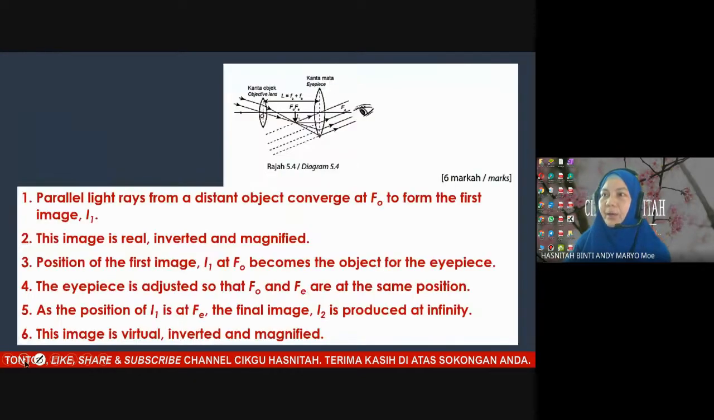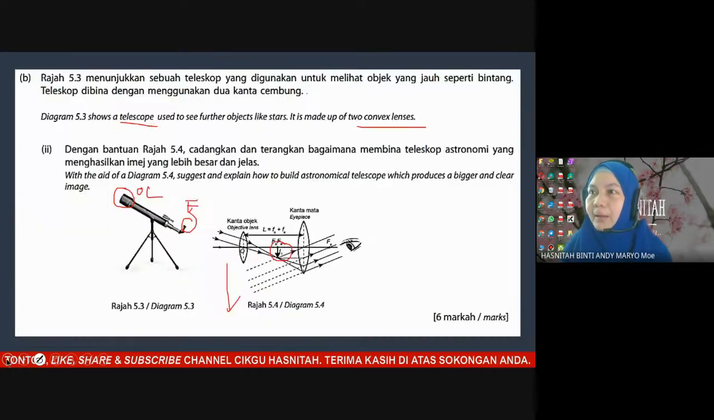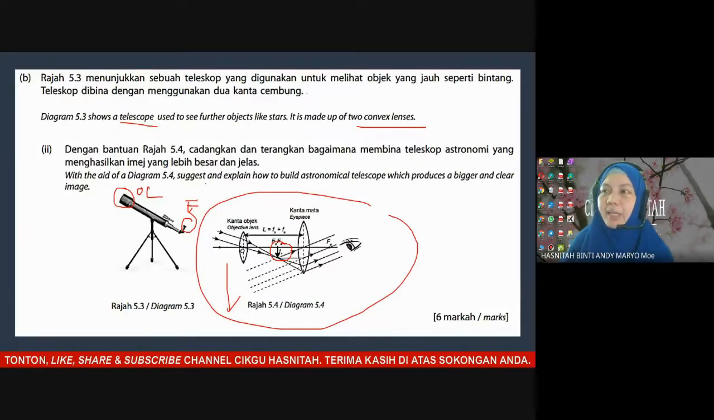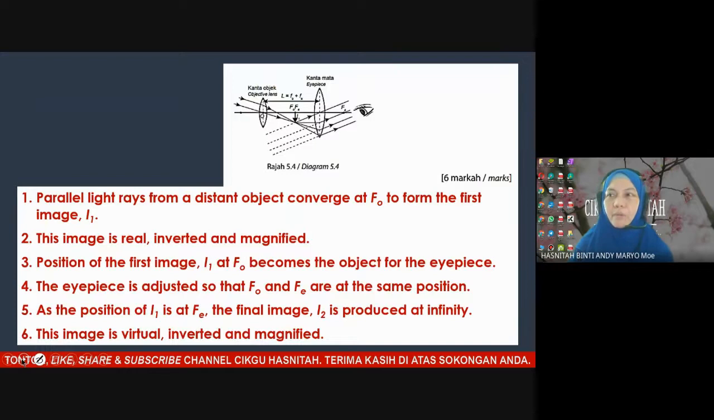Then, what is the question? Dia nak kamu buat apa? With the aid of diagram 5.4, so with using this diagram, suggest and explain how to build an astronomical telescope, okay, which produce bigger and clear image. Ini short essay, 6 markah. Okay, macam mana nak bina teleskop? Okay, so based on this diagram, you cerita lah based on this diagram.